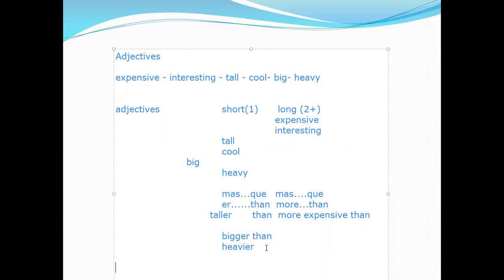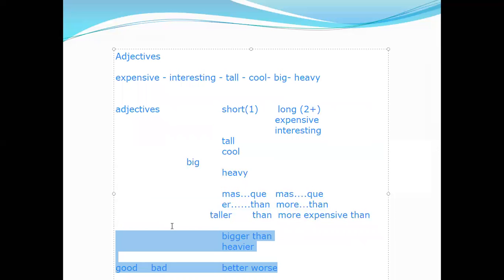And then we have one exception. This exception is good. When the adjective is good, we don't say gooder. The comparative is better. And when the adjective is bad, we don't say badder. We say worse. Okay? So those are going to be two exceptions that we have to the rule.